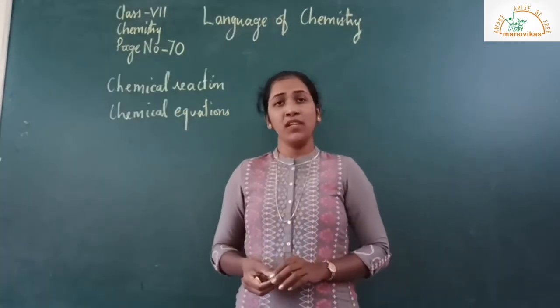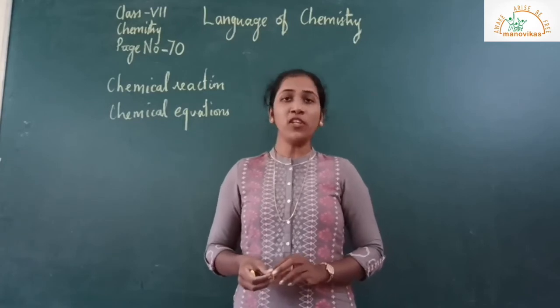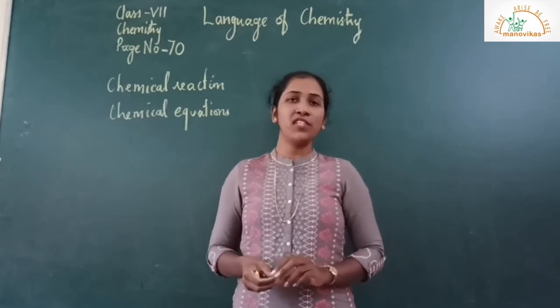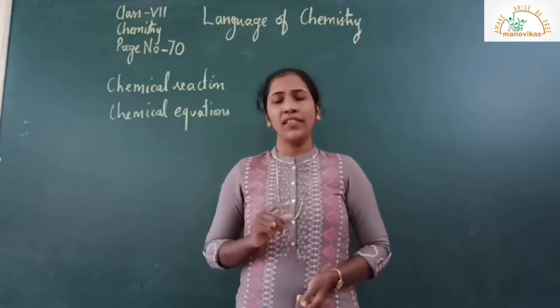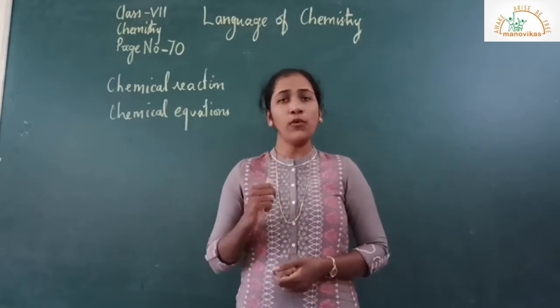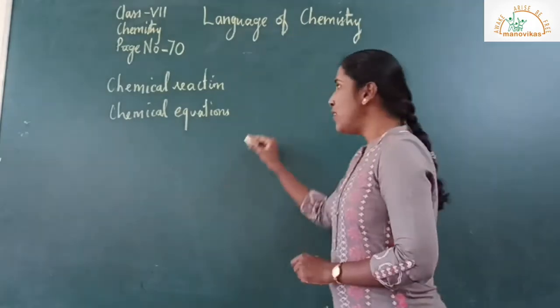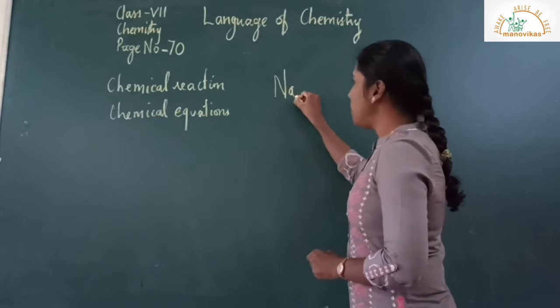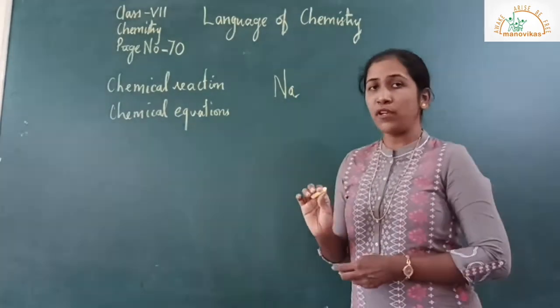In an atom, the electrons are distributed around the nucleus. The arrangement of electrons around the nucleus of an atom, we call it electronic configuration. Now, let us understand how we can write this electronic configuration. Let's take an example. You have sodium. Okay? So, here sodium, we know what is the atomic number of sodium?